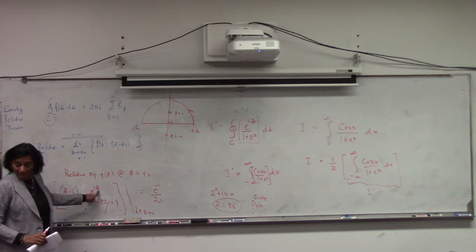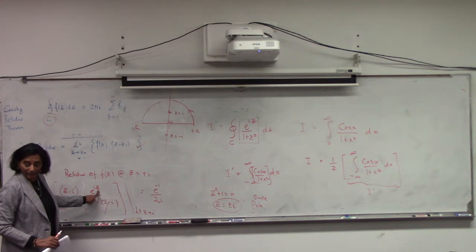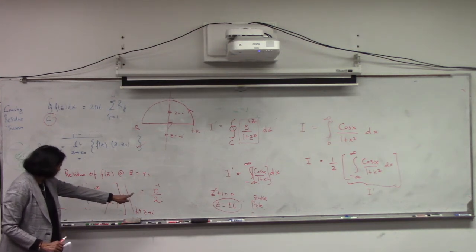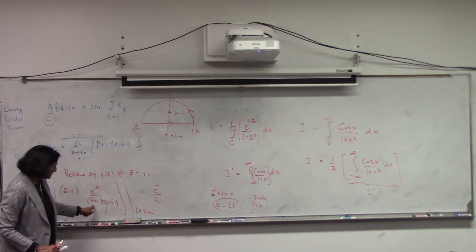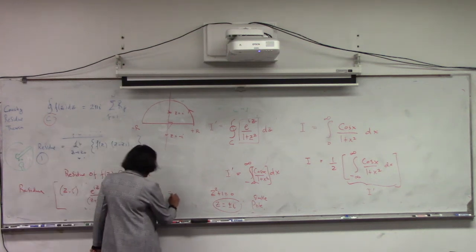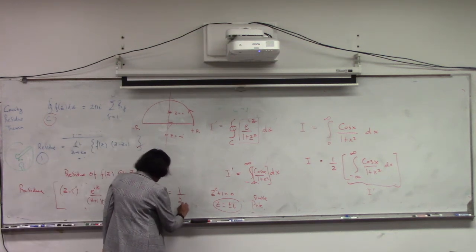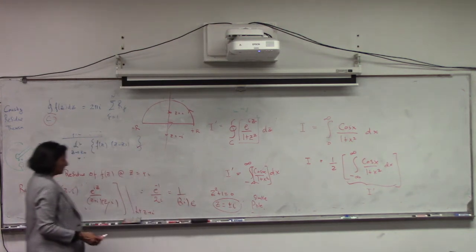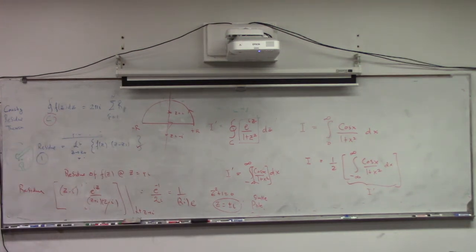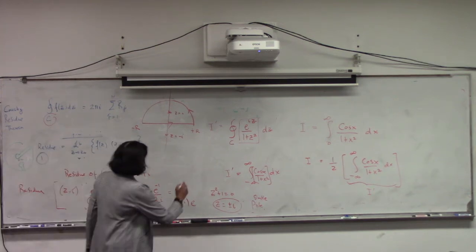Z equal to I, I squared is minus 1, right? So it's 1 over 2I e. Z equal to plus I, that's there, right? So I have something of this nature: 1 over 2I, taking this, the value is 2.7 something, right? Now that is the residue. But the theorem says this is equal to what?